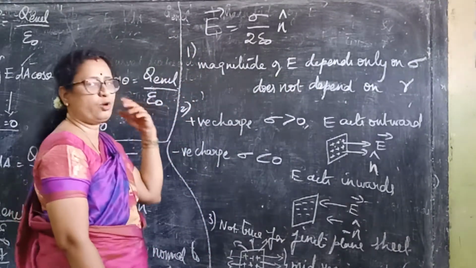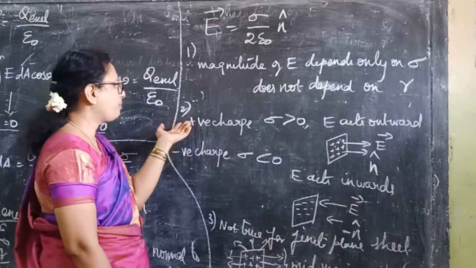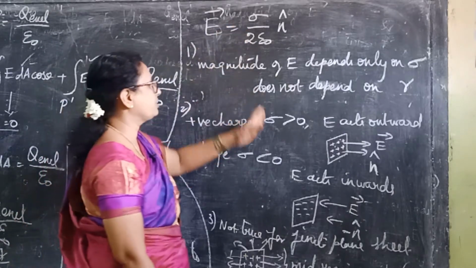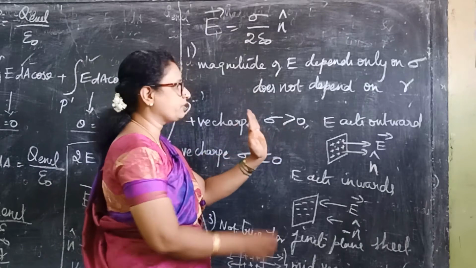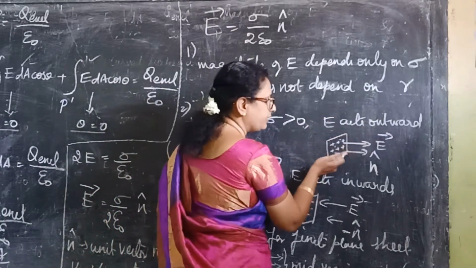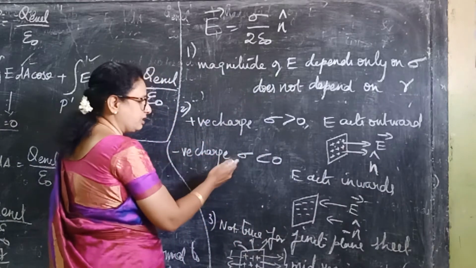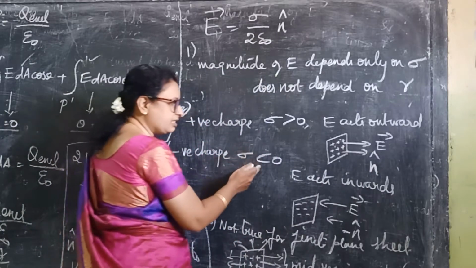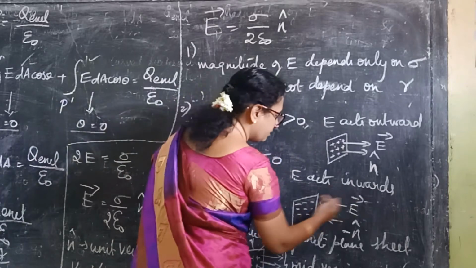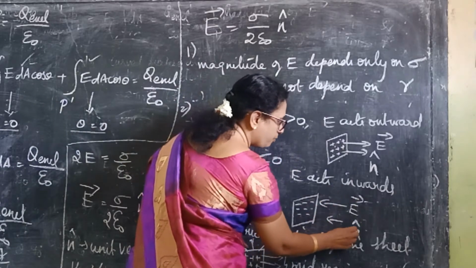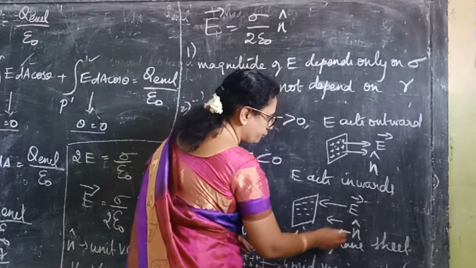This is the point which we have to remember clearly. And the same thing we discussed previously: for a positive charge, the surface charge density sigma will be greater than 0, and E will be acting outwards, in the direction of the unit vector. But for a negative charge, surface charge density sigma will be less than 0, and E will act inwards, that is, in the direction opposite to the unit vector.